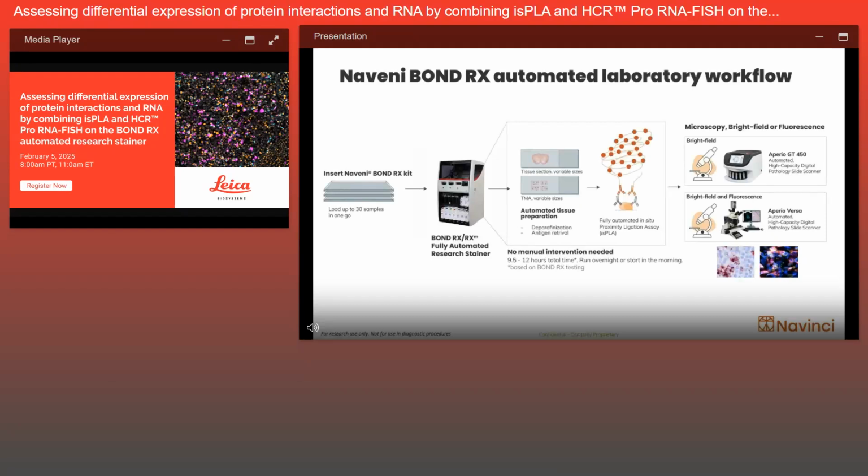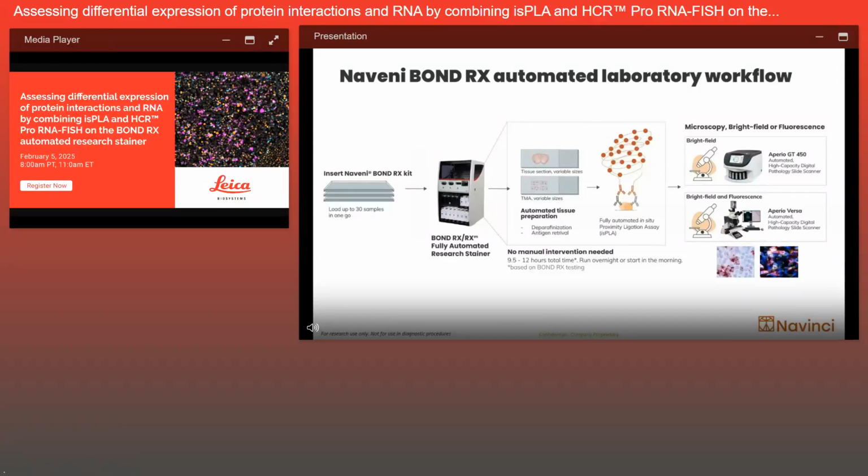So here's our Navinci Bond RX automated workflow. You can load up to 30 samples at once, so the throughput is quite significant compared to a manual workflow. All of the tissue preparation is performed within the instrument, so that's baking, deparaffinization, and antigen retrieval. It's important to note, however, that on the Bond RX system, the antigen retrieval is automatically set to buffer ER2 for 100 degrees Celsius for 40 minutes.